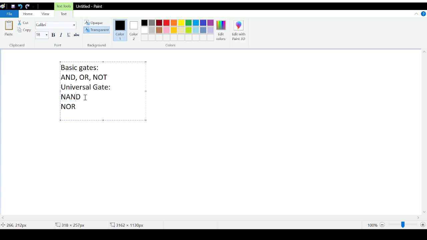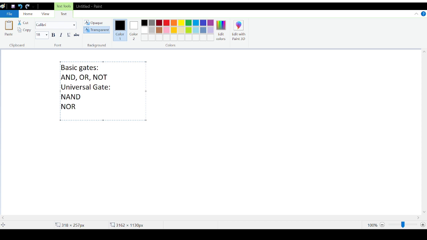So one of the universal gates is NAND and the other universal gate is NOR. If I give you a lot of NOR gates, you don't need any other gates. You can construct any circuit using only NOR. So this is the difference between universal gates and basic gates. Is this clear, everyone? If anybody doesn't have a problem, I'll move on to the next section.